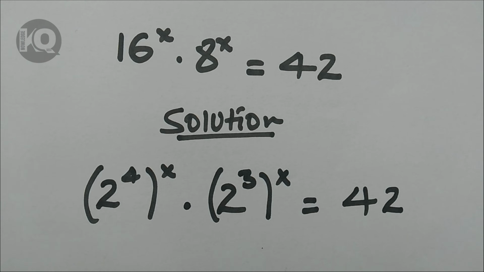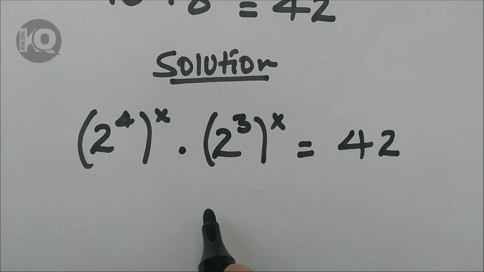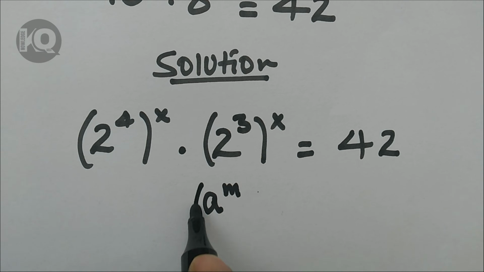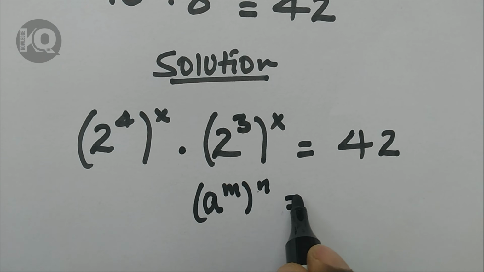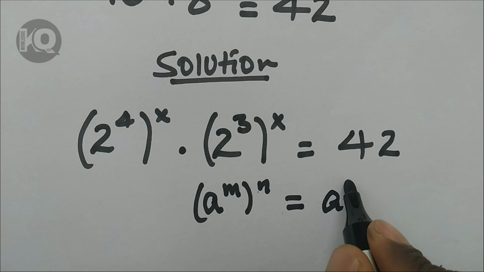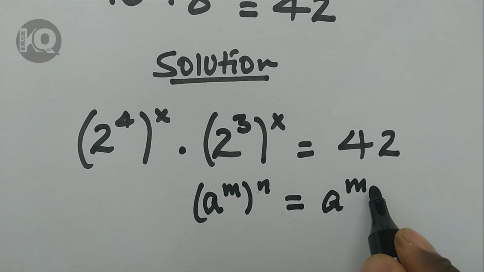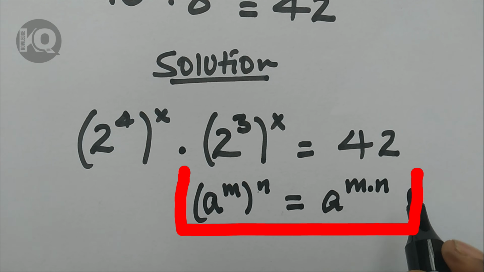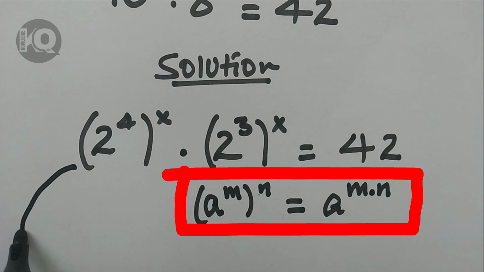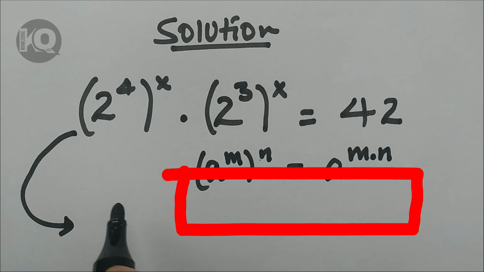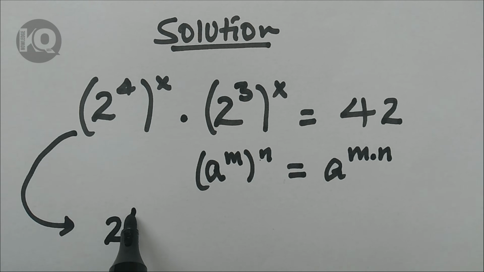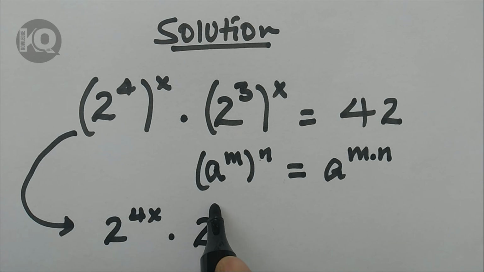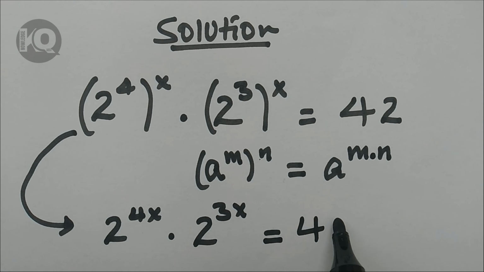Now we know from the rule of exponents that (a^m)^n is equal to a^(m times n). So applying this principle, this will be 2^(4x) times 2^(3x), which is equal to 42.